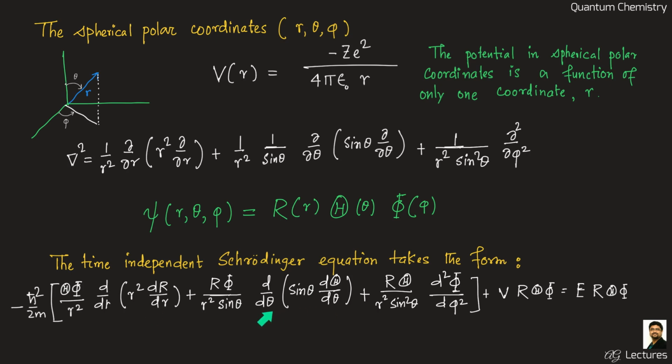Similarly, in the theta part, we have this theta function over here. Then the r and the phi functions come out of this operator portion as constants, and similarly here the r and theta come out, and we have only capital Phi in this operator part. And V is the potential. You have the entire psi, so this R Theta Phi is the psi, and then the right hand side is E times R Theta Phi. Now this equation can be simplified a little bit, and we can then proceed towards solving this equation.